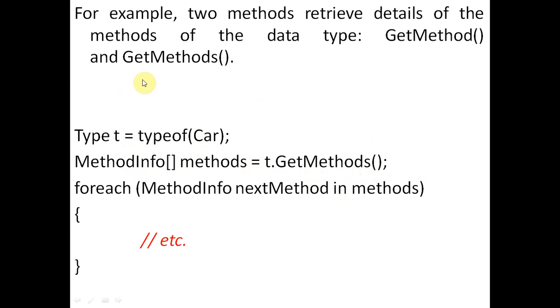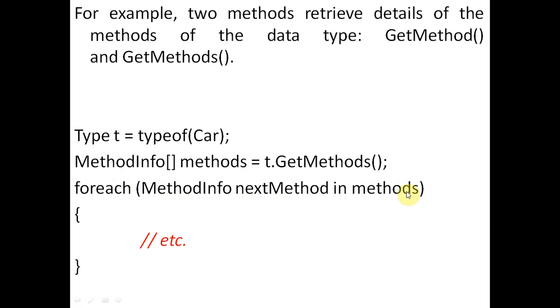So typeof(Car) is t. So t dot GetMethods will extract all the methods, and these methods will be stored in the methods object, and the methods object is an array. So we'll write here a foreach loop, with MethodInfo, and its object is nextMethod, and it is not an array. So from the methods array we'll extract one method and put it in nextMethod.